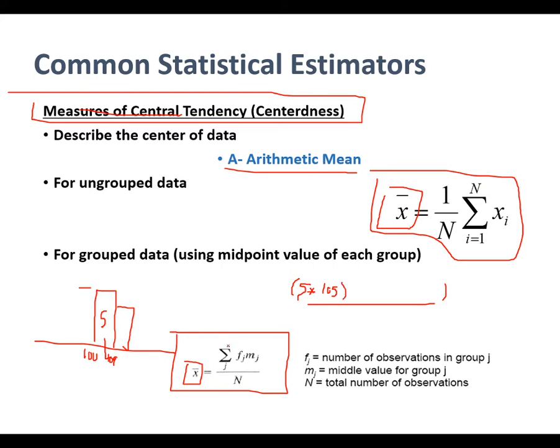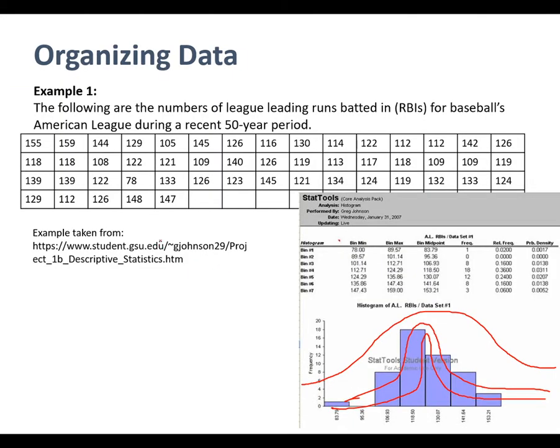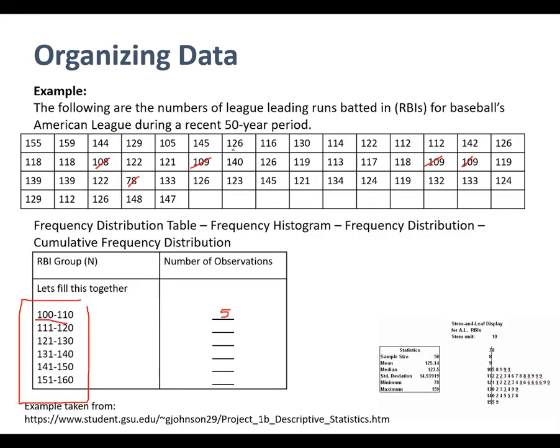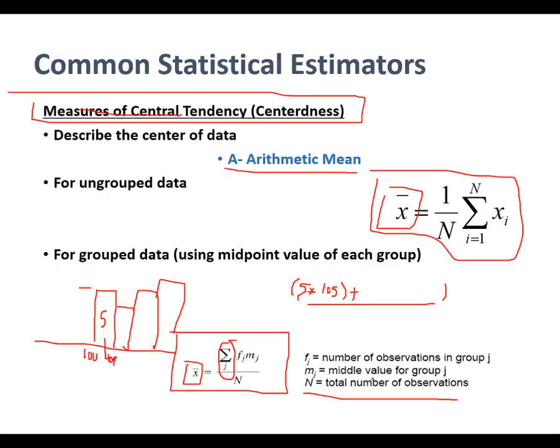Then plus, and this plus comes from this sigma. Sigma is the summation. So plus, and I do it for every single group. I add the repetitions of every category times the middle value of it, or the mean of that. And then I divide by the total number of observations. In my previous baseball example, there are 50, because it was a 50-year period here. So n here is equal to 50.